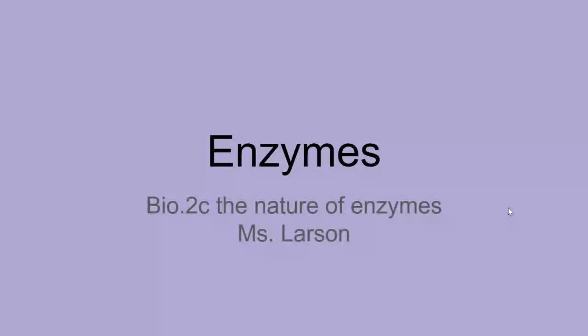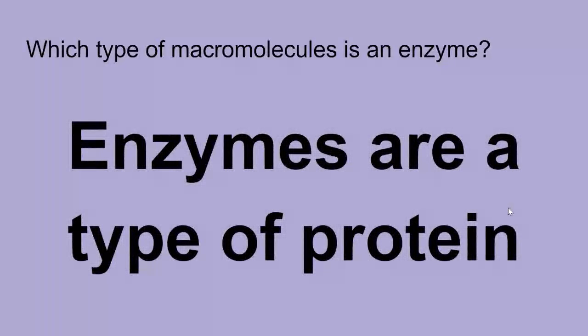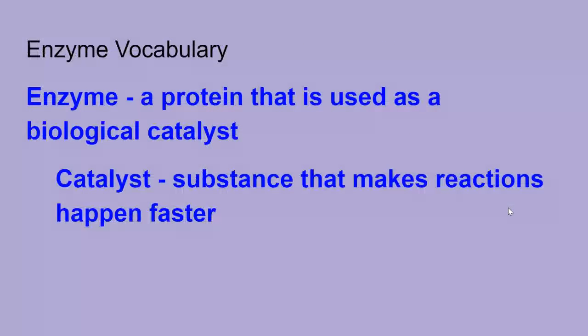All right, here we go with enzymes. Well, do you remember from about a week ago what type of macromolecules are enzymes? Well, enzymes are a really special type of protein. They're, in fact, arguably the most important protein. Why? Well, they're a protein that's used as a biological catalyst. And you'll need to know that word, biological catalyst.